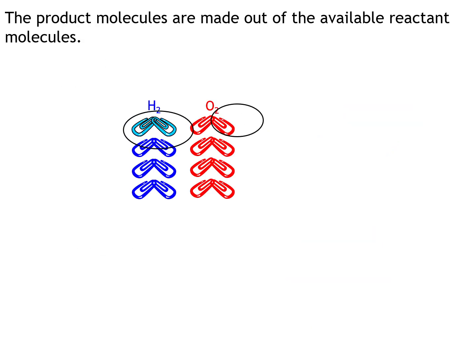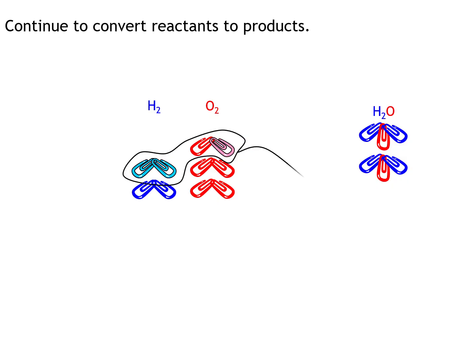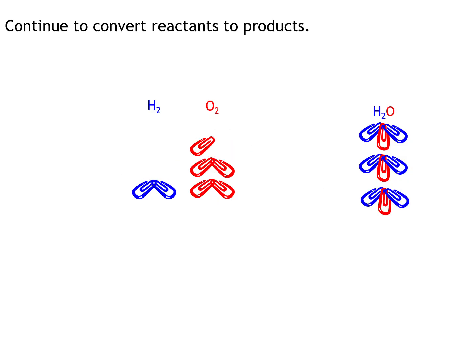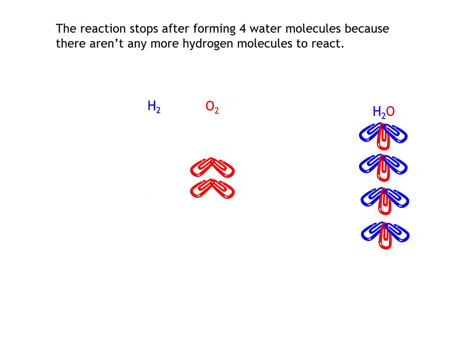So we're going to allow the reaction to happen. We're going to make our product molecules by taking the hydrogen and oxygen apart and recombining them to make the water molecule, paperclip water molecules. You continue to do that, making a water molecule each time, until the reaction finally stops.